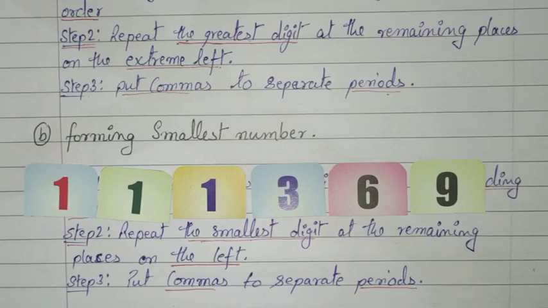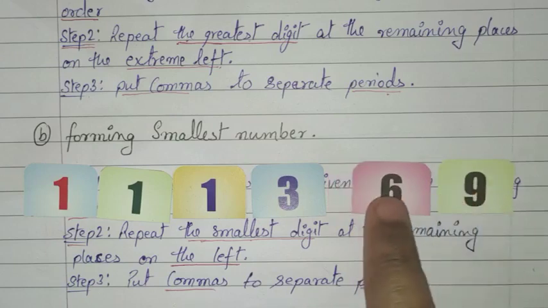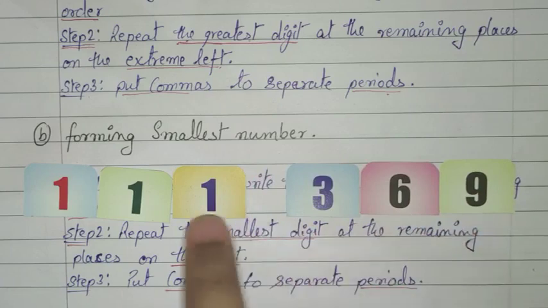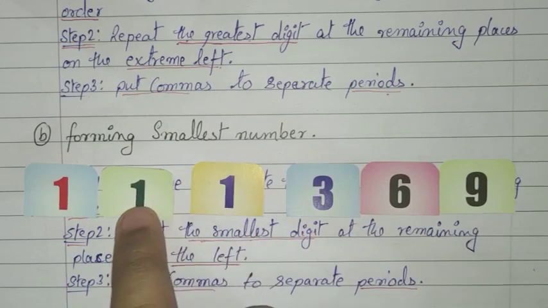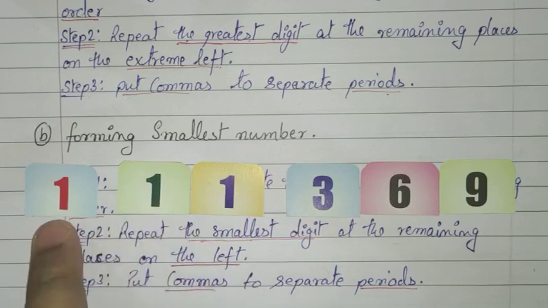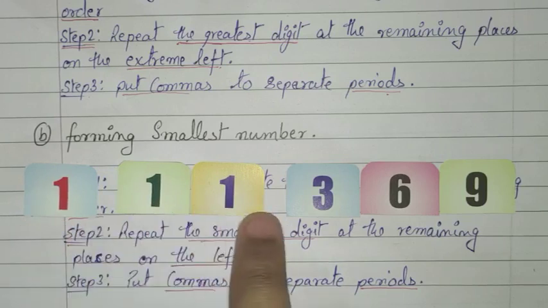Now how many periods do we have for the 6-digit number? We have 3 periods: ones, tens, 100. This is our ones period. Then we have thousands, 10,000. This is our thousands period, and this is our lakhs period. You have to put a comma here and here.